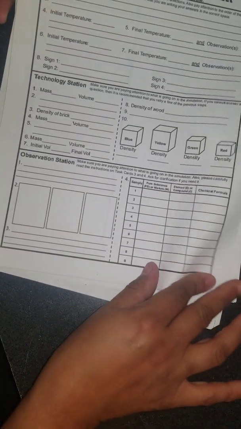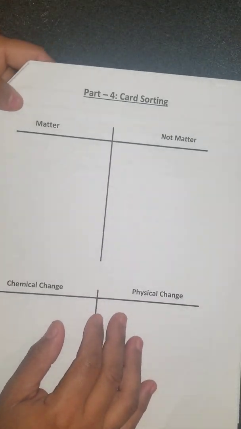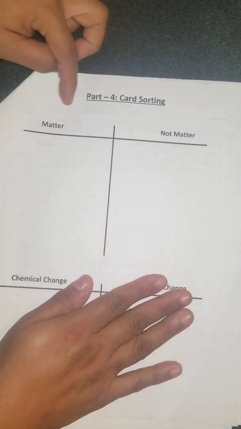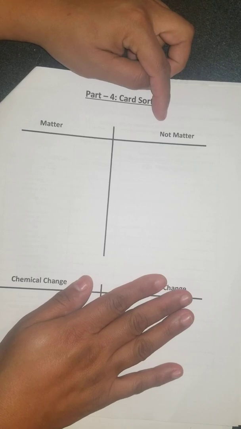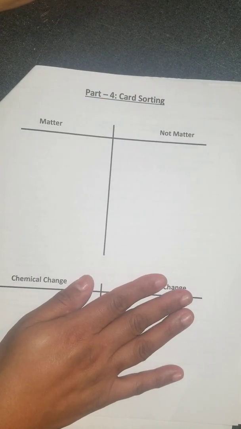Now we finished this page. Turn the page. Now let's get to part 4. Part 4 is card sorting. We've got some that are going to be what we call matter and not matter. We know that matter has mass and takes up space, right? You learned that in like 5th grade or maybe 4th.